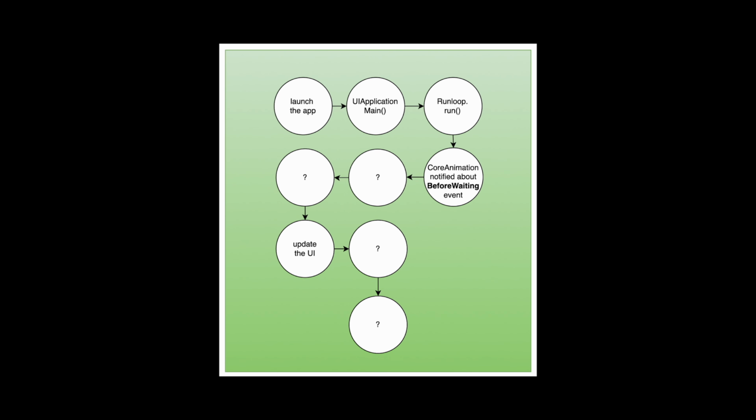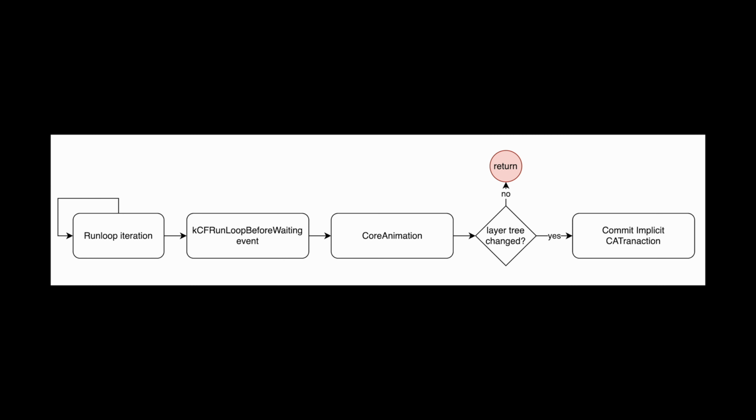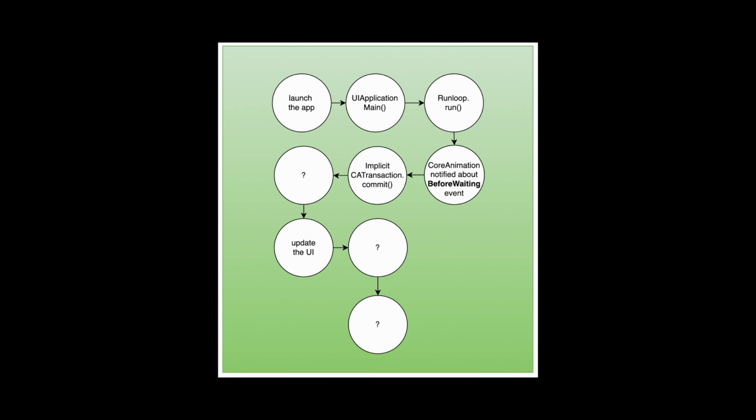Let's update our scheme with a new step. UI is updated during each run loop iteration, if something needs to be updated, of course. If there are no changes to the layer tree, no transaction is created. This transaction is called an implicit transaction because we don't create it manually. Let's update our scheme with a new step.